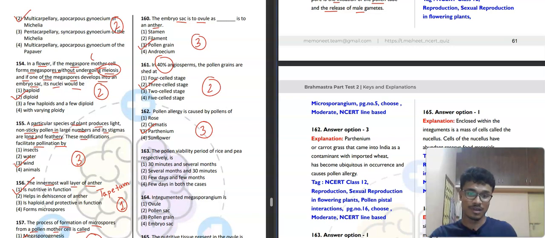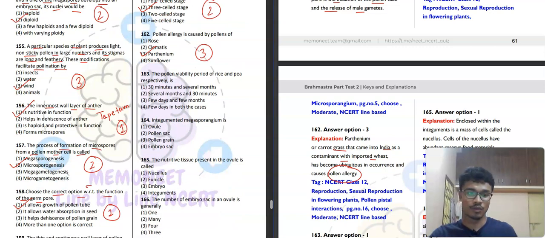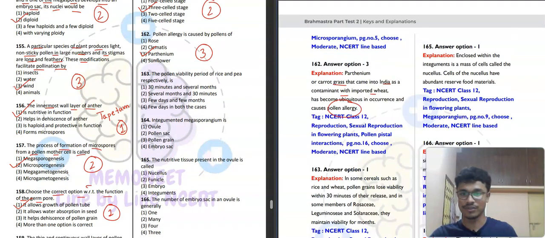Parthenium is also known as carrot grass, and it came into India as a contaminant with imported wheat and causes pollen allergy. So, the third option will be our correct answer for this question. Moving towards the next question, 163.